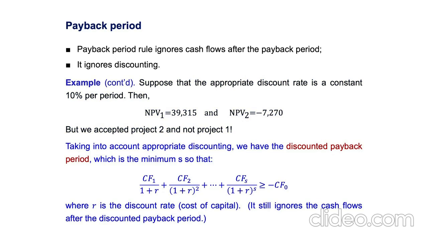One can think of possible fixes to overcome the rule's shortcomings. For example, incorporating proper discounting, one can define the discounted payback period as the time it takes for the sum of the discounted cash flow to first exceed the initial investment. This is better than before, but still ignores the cash flows after the discounted payback period.